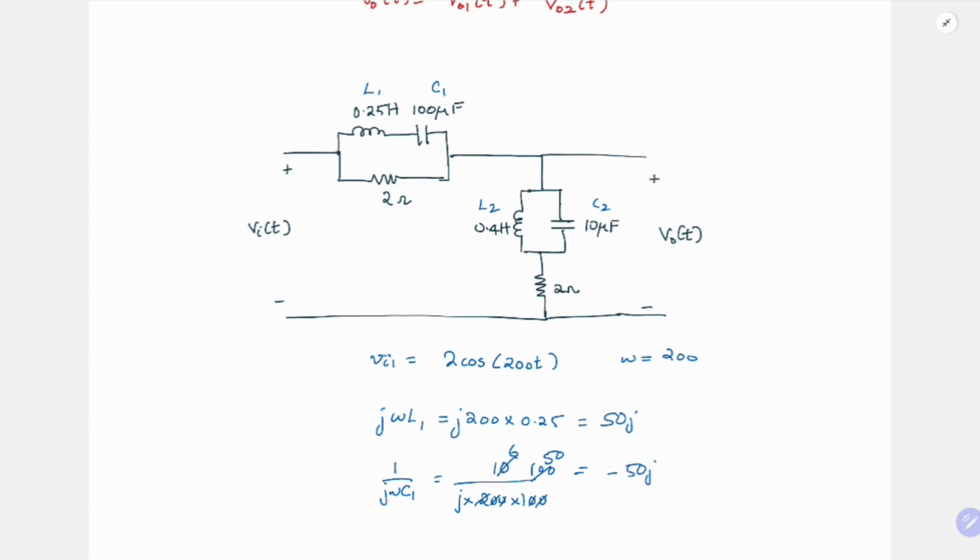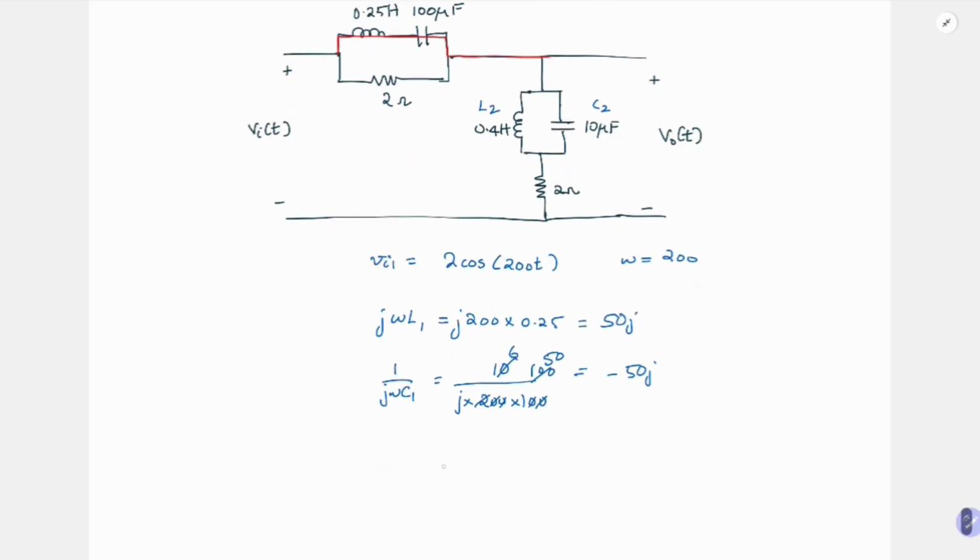Now if you notice, these two are in series. This is 50j, this is minus 50j. So what is their equivalent impedance? Z equivalent is equal to 0, which means that it is going to be a short at this frequency, right? So if it is short, what can you say about V out? If this other branch is some finite impedance and not a short, then Vi of t is equal to V out of t. So can we also see whether this is some finite impedance and not 0?